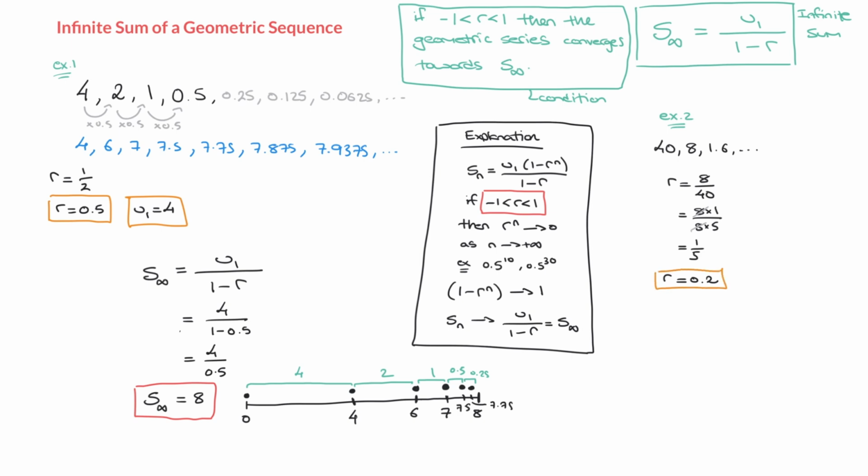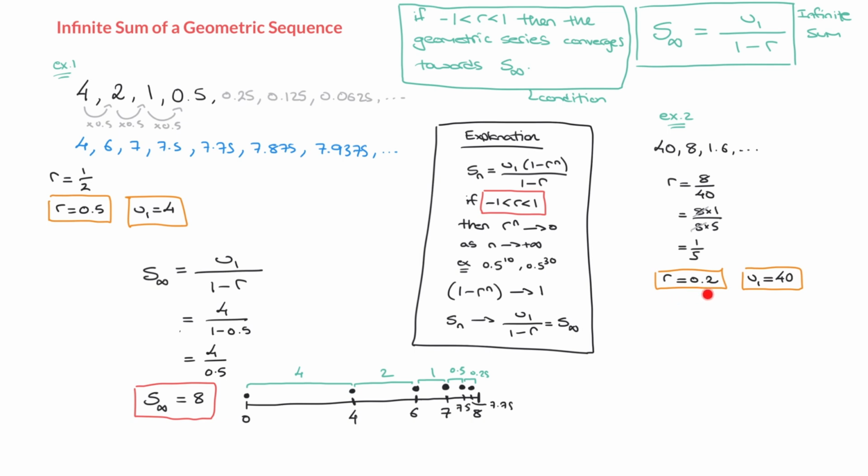And whether or not we're asked, we should always make a note of the first term, u1, which in this case is equal to 40. And I'll go ahead and box that as well. There we go. Okay, now does this geometric sequence have an infinite sum? In other words, does the geometric series we get from this geometric sequence converge? And the answer is yes, indeed.